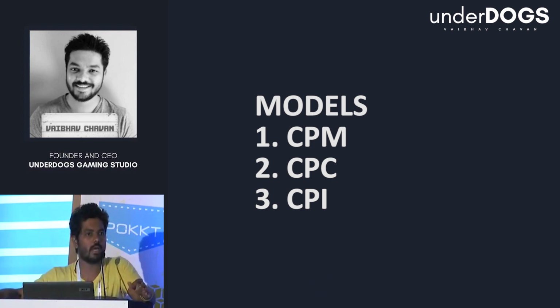Now let's look at the advertising models now. So there are three types of advertising models. First one is a CPM. It's called cost per mil. Second is CPC, cost per click, and the third is CPI, that is cost per install. Let's look at each of them step by step.